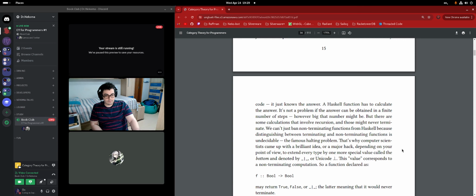Okay, so now he's going to talk about bottom, right? There are some calculations that have recursion; those might never terminate, right? We can ban them, right? And that's a problem because we cannot distinguish them. We can try to ban them, but we cannot distinguish between them because of the famous, well-known halting problem.